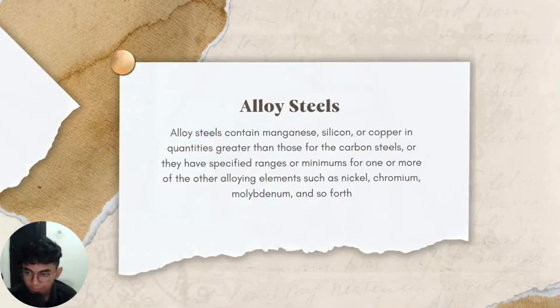Alloy steel. Alloy steels contain manganese, silicon, or copper in quantities greater than those for carbon steel, or they have specified ranges or minimums for one or more of the other alloying elements such as nickel, chromium, molybdenum, and so forth.